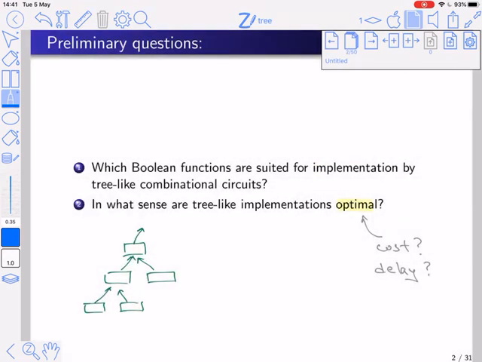In this chapter, we begin with the question of which Boolean functions are suited for implementation by a tree-like combinational circuit. Namely, this is a combinational circuit which has a topology of a rooted tree. In addition, we'd like to understand when such tree-like implementations are optimal, and by optimal, I mean that the cost is small and that the delay is small.